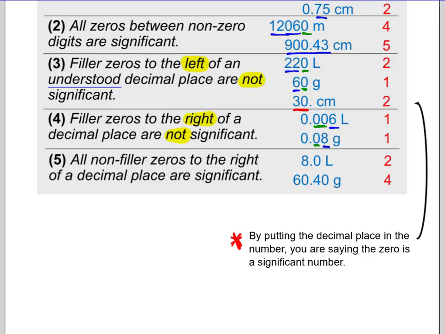And then lastly, all non-filler zeros to the right of a decimal place are significant. Again, here is that decimal place right here on the first one. Because that's written there, that's communicating that it is accurate to 2 decimal places, or to 2 significant figures. If it was only one significant figure, it would have just been written as an 8. 60.40, again, is communicating that all 4 of those are important. And the last one's probably the most difficult one to keep track of.